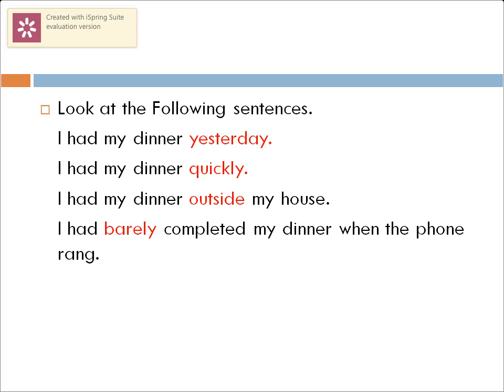I had my dinner yesterday. I had my dinner quickly. I had my dinner outside my house. I had barely completed my dinner when the phone rang. Here you can observe that there is only one action that is being repeatedly talked about, and that is having my dinner. But there are words like yesterday, quickly, outside, barely, which are actually adding to that process or action of having my dinner.